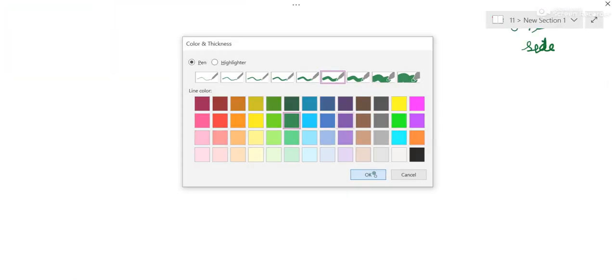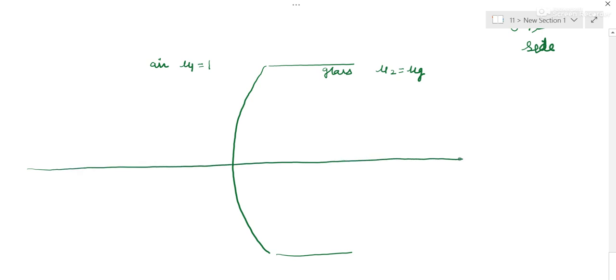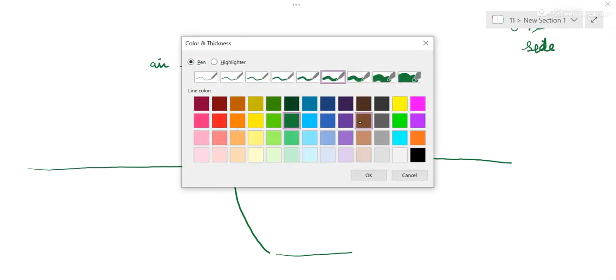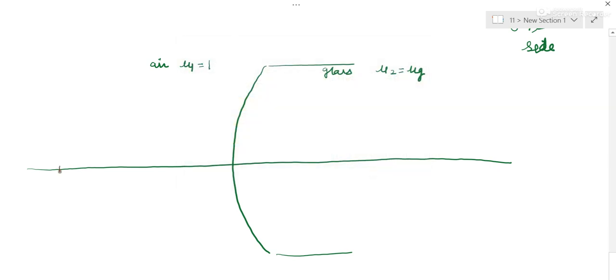So let us see. We will make a proper ray diagram. Let us start with this. Rarer to denser. So here will be glass, here air. Mu 1, mu 2, mu g, principal axis, and I, O, C. Rarer to denser, virtual image? Yes. So I, O, and where is C? Where the circle will be completed. Okay, C is here.